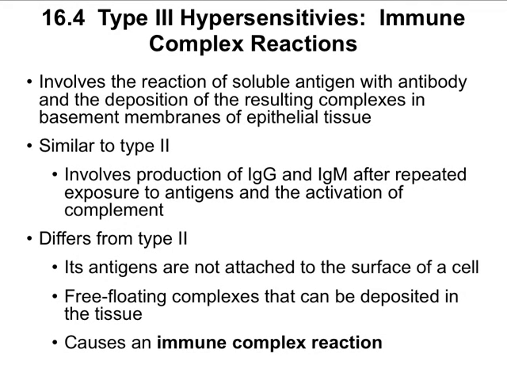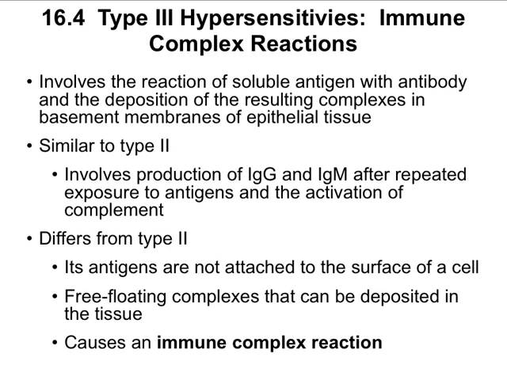Now let's consider type III hypersensitivities or immune complex reactions. These reactions involve the interaction of soluble antigen with antibody and the deposition of the resulting complexes in the basement membranes of epithelial tissue. This hypersensitivity is pretty similar to type II hypersensitivity, because it does involve the production of IgG and IgM after repeated exposure to the antigens and the activation of the complement system. However, it differs from type II in that its antigens are not attached to the surface of a cell.